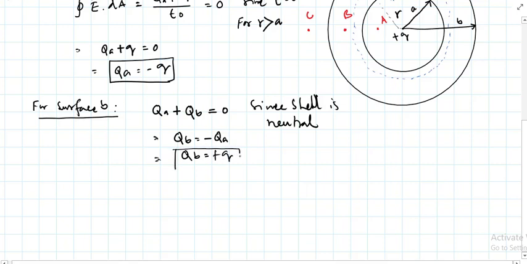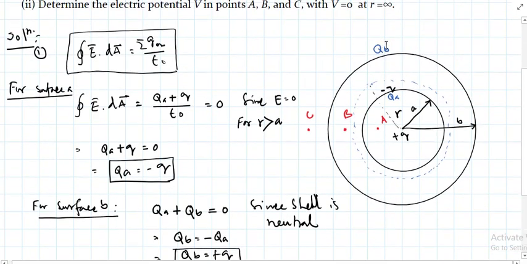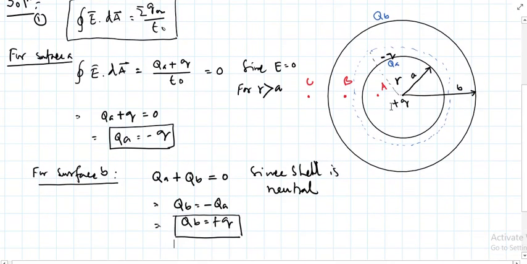They say that the shell is neutral, so the total charge of the shell will also be 0. So if I keep a positive charge at the center of the conducting hollow sphere, the inner surface will be negative and the outer surface will be positive. So if you keep a plus 1 nanocoulomb at the center, the inner surface will be minus 1 nanocoulomb, and the outer surface will be plus 1 nanocoulomb.